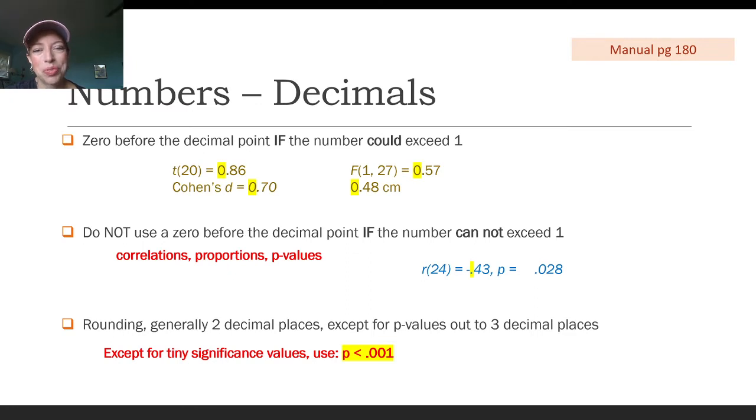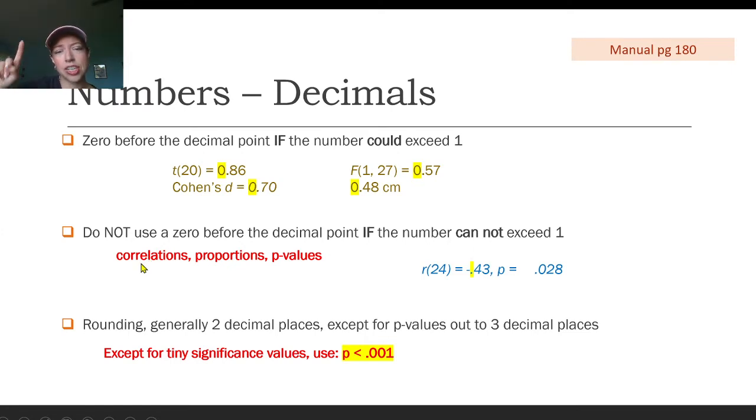Here's another big one. A lot of times we have numbers that we're going to type out, and the numbers have a decimal point in them. So this is specific for numbers with a decimal in them, where the number in front of the decimal is just 0. So 0.86, 0.70, all of these. The rule is, if the number could be bigger than 1, then you do need to put the 0 in front of the decimal. However, if the number can never be 1 or greater, we do not put the 0 in front of the decimal. So this is the second bullet point here.